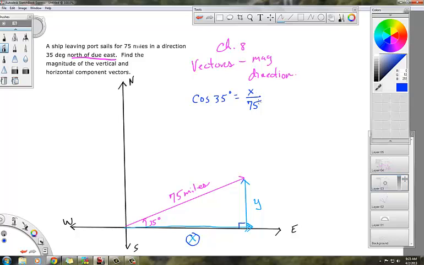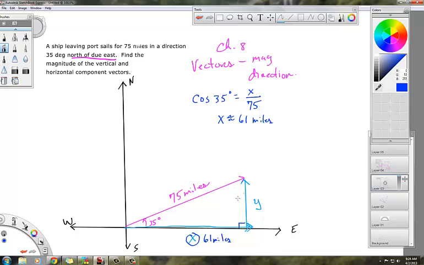Now, every time we do this type of trigonometry, you either have to multiply or divide. Do I multiply or divide, people? You multiply. So I take 75 times the cosine of 35, and rounding to the nearest mile, I'm going to get X somewhere around 61 miles. Does that sound right? This is the horizontal component vector. If you're like, I don't know what a horizontal component vector is, it's how long that line is right there.